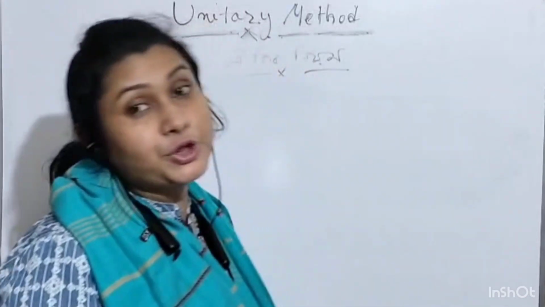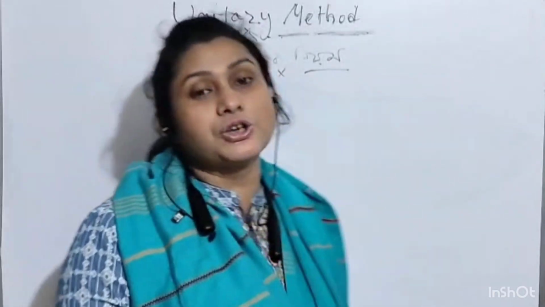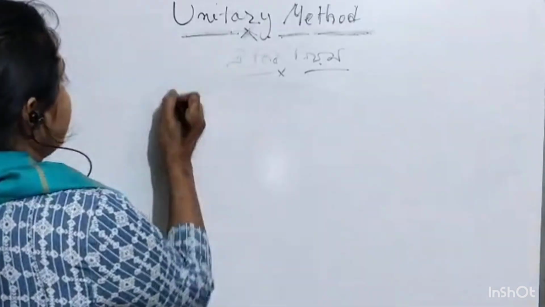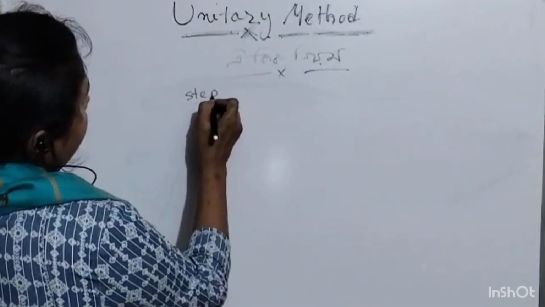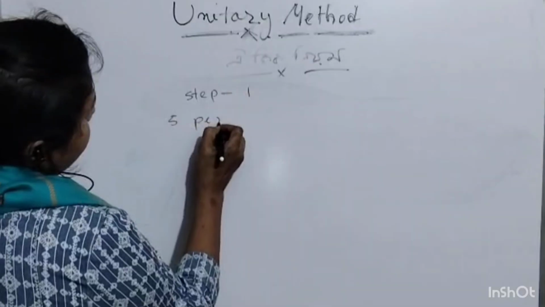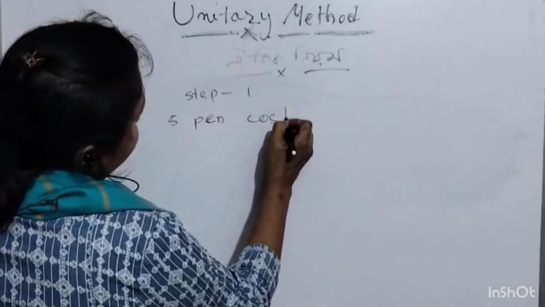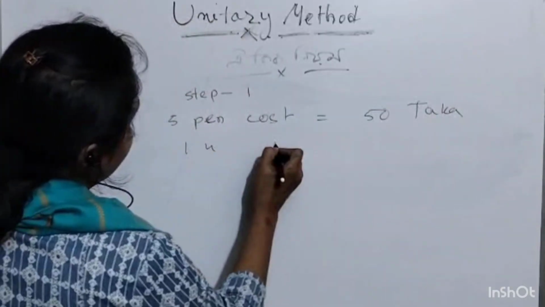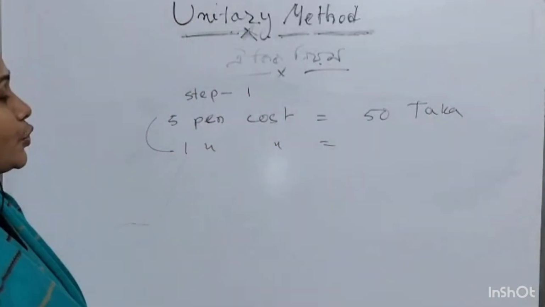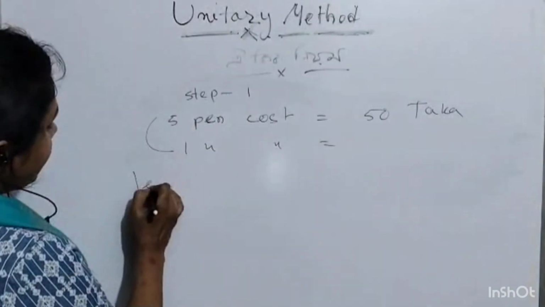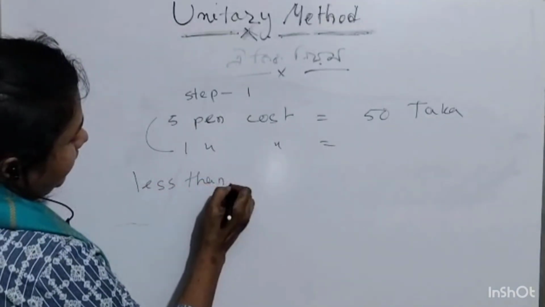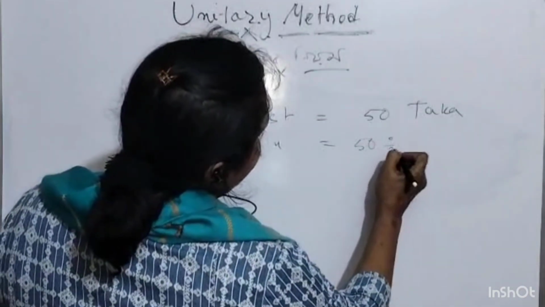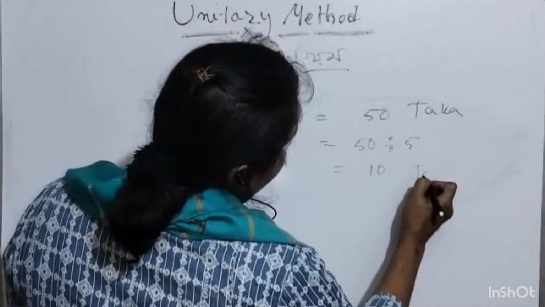Now let's understand with one example. Example 1. If the cost of 5 pens is 50 taka, what is the cost of 1 pen? Okay. Step 1. 5 pens cost 50 taka. So we find out 1 pen cost. So 5 less than means we have to remember divide. Okay. So 5 pen cost divide, so 50 divided by 5. So that means 10 taka.